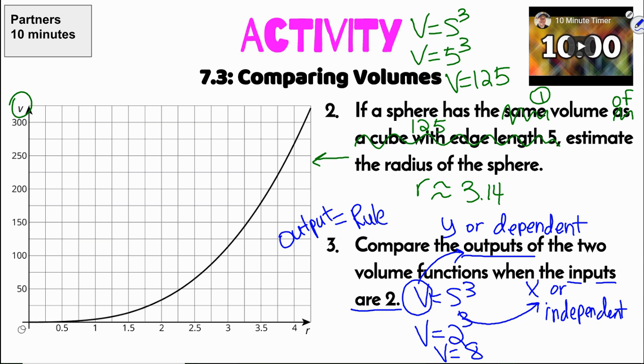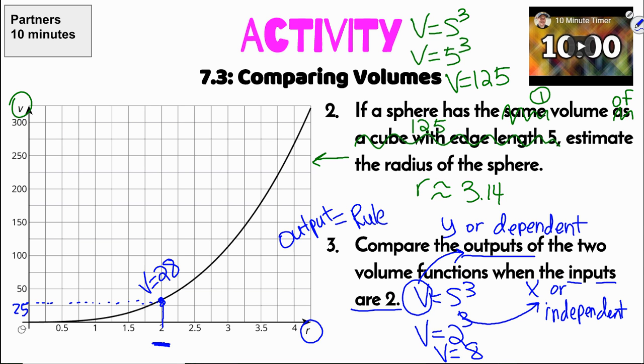So if we look at our graph, what's the input? Again, we're talking about the independent variable, the x-axis, so the input is radius. So when the radius is 2, what's the output, the volume? We just go up here, and it looks like we're going to have to estimate again. That line is 25, so it's somewhere between 25 and 50, but closer to 25. So I'm going to say the volume is going to be 28.